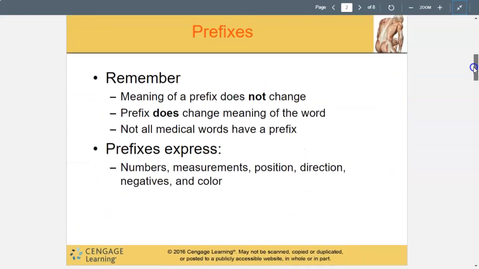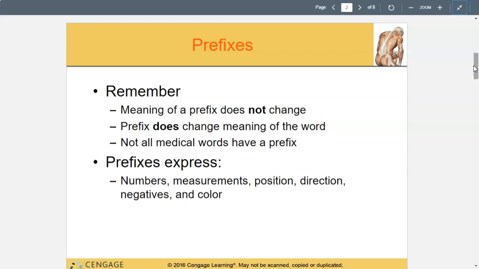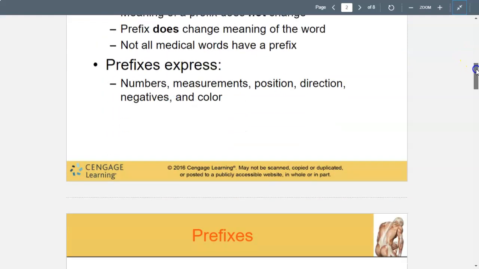So some things that we kind of went through in chapter 1 were remembering that a prefix does not change itself, okay? So the meaning of a prefix doesn't change. But when you put that prefix in front of a word root or a combining form, then it does change the meaning of the word, okay? And not every single medical term or medical word is going to actually have a prefix, okay? Prefixes have a tendency to denote numbers, measurements, position, direction, and then negatives like not being there, okay?